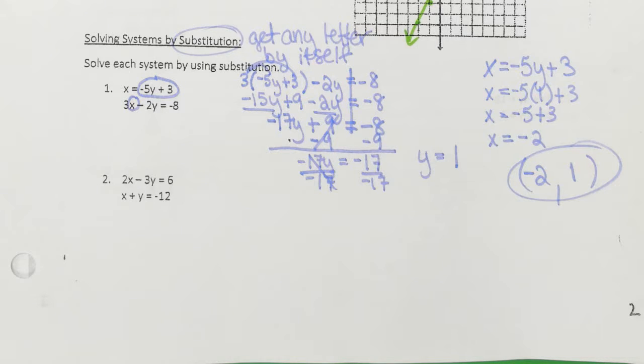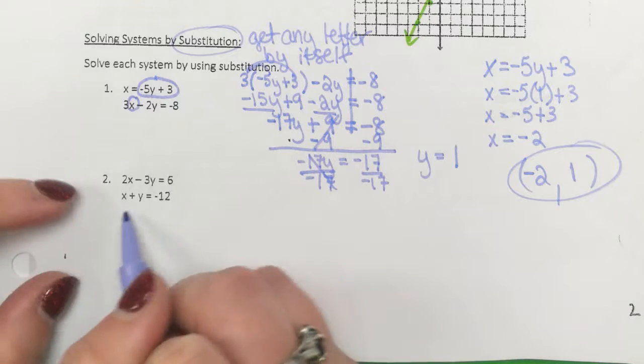It doesn't matter which one you deal with. Do you want to get x by itself or do you want to get y? It doesn't matter. You want to get x? Okay. So how would I get x by itself here? What would I need to do? Subtract the y. It doesn't matter. You can do the y if you wanted to. All right, here we go. So we're going to subtract y.